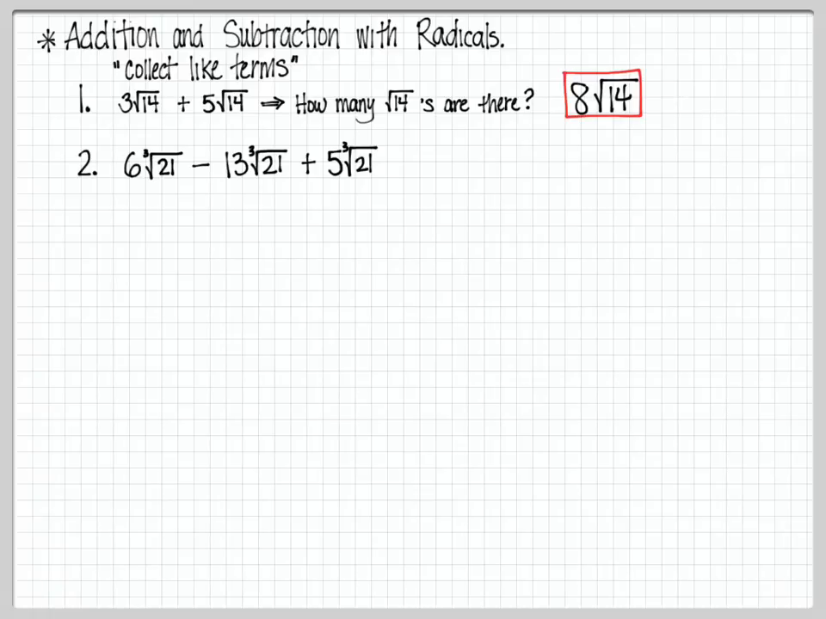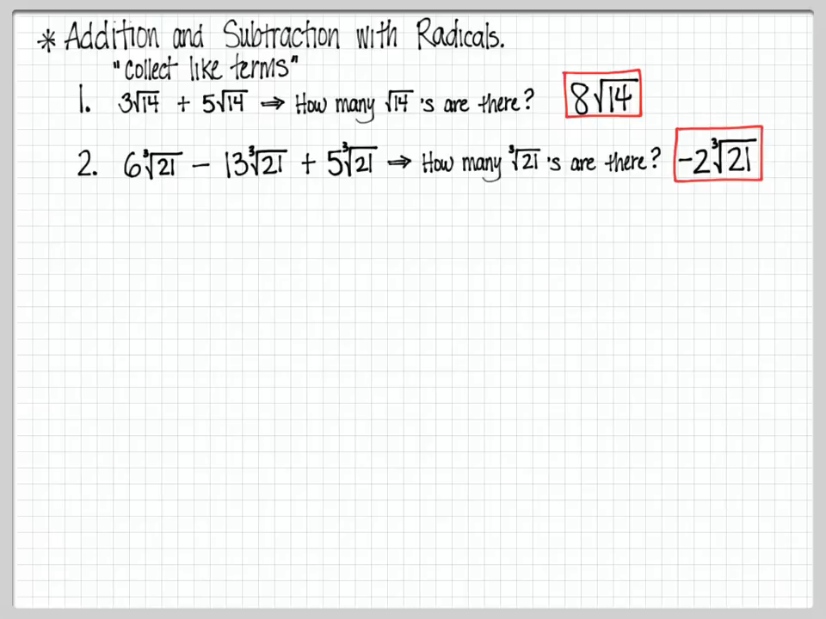This next problem, I have cube roots of 21. I have 6 cube roots of 21. I want to take away 13 cube roots of 21, and I have 5 cube roots of 21. Well, since I have 6 and 5, that's a grand total of 11, but I'm taking away 13. I want to know how many cube roots of 21 there are, and altogether that would be a negative 2 cube roots of 21.